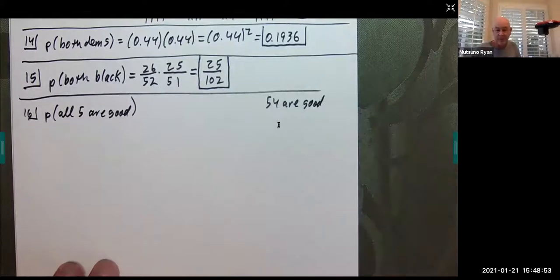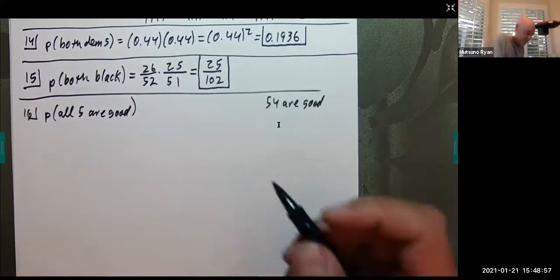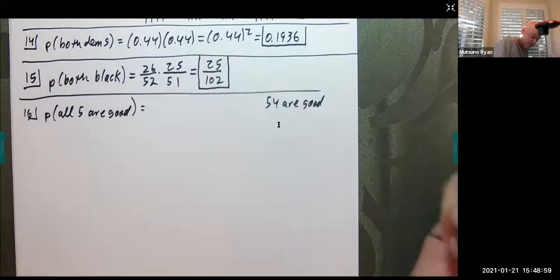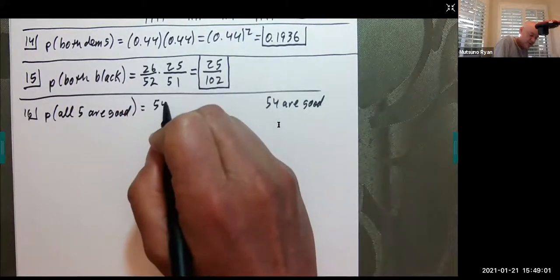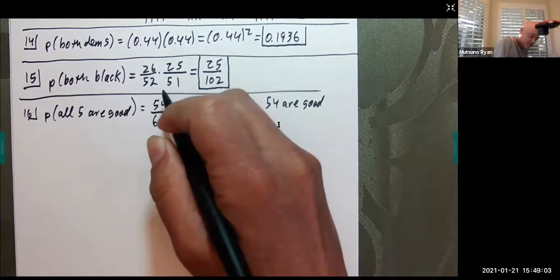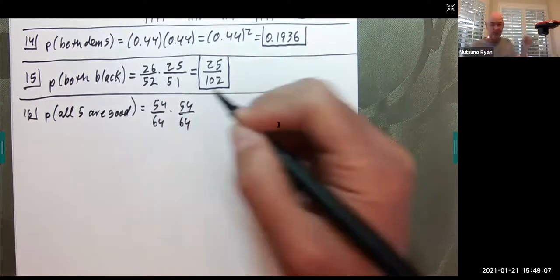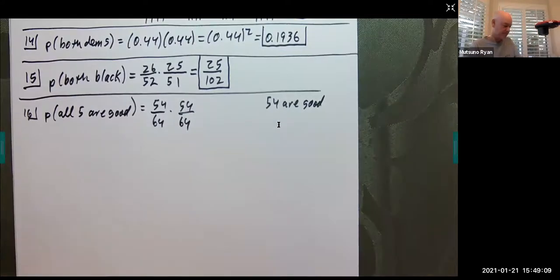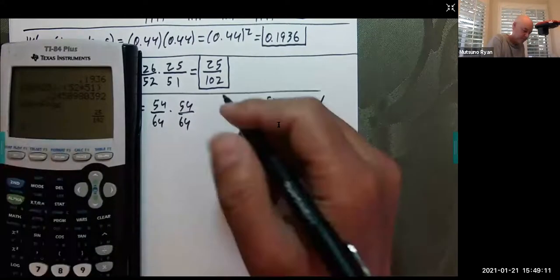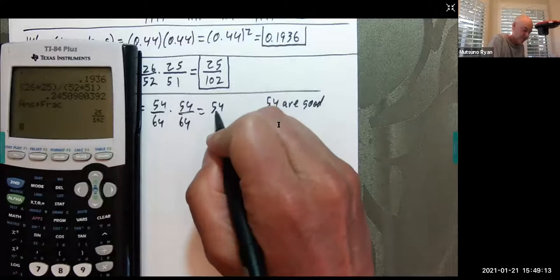And this says with replacement. So after they take the light bulb out of the bin, they put it back in the bin. So that's 54 out of 64 times 54 out of 64, because we're replacing it, which is of course 54 over 64, to the fifth power.